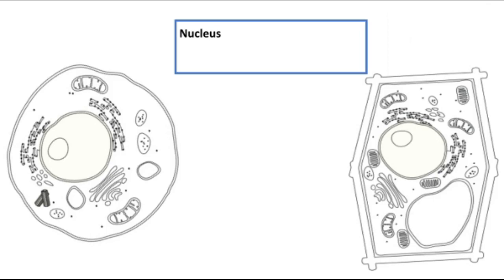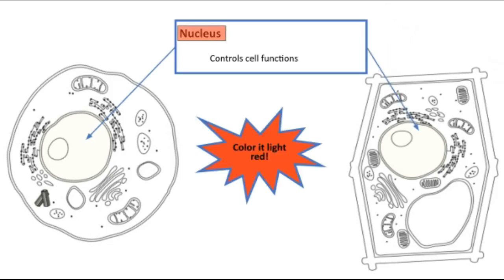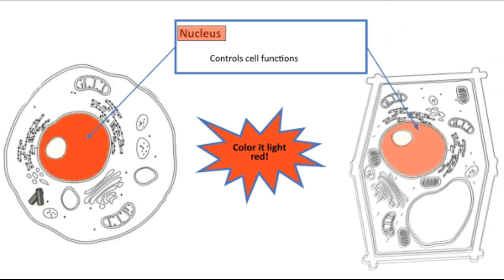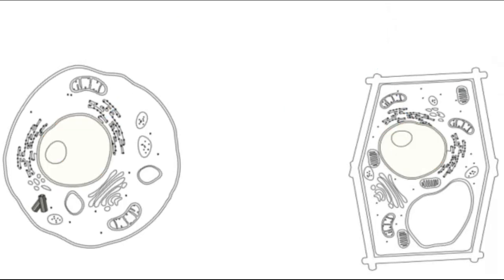And this one is found in all eukaryotic cells, and it controls all the cell functions. Now, the nucleus can be confused with the next cell organelle, which is the nucleolus. So make sure when you're coloring the nucleus in the animal and plant cell, you color the appropriate part. And we're going to do red this time. So it's just this middle part here and just this middle part here. It does not include the little white circle inside of the nucleus.